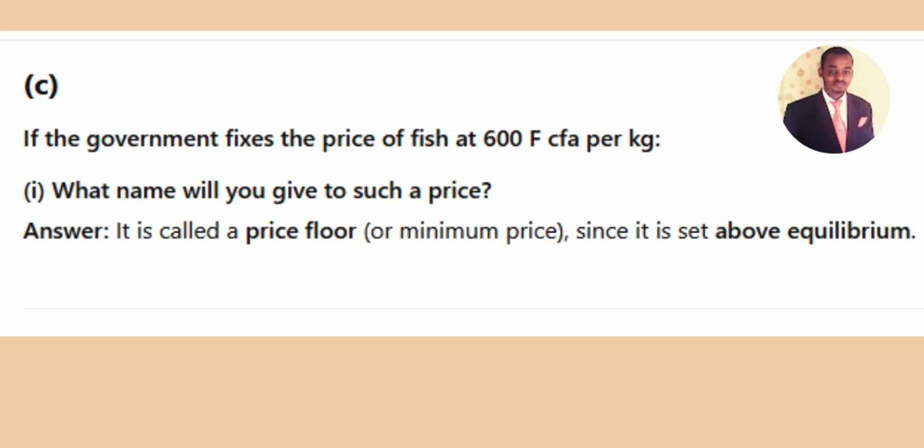The answer is simple. It is called a price floor or minimum price since it is set above the equilibrium. The reason for this is that the price is being set above the equilibrium, right? So actually, it is a price floor. When you look at the definition of a price floor, you understand that the price floor is anything that is set above the equilibrium. So it is also known as minimum price. This is what will happen if the government fixes the price of fish at 600 francs per kilogram.